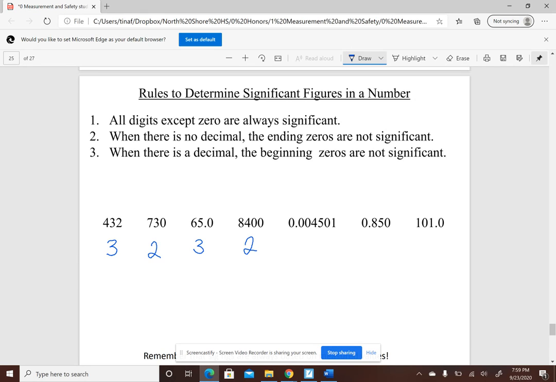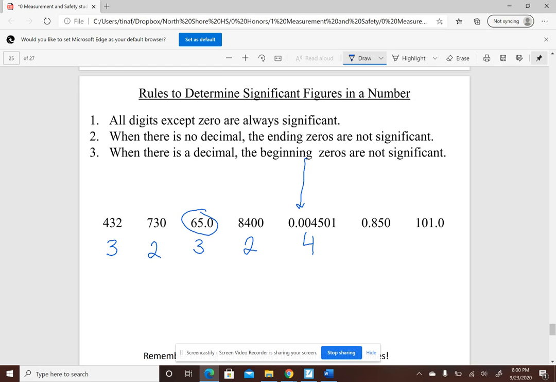Okay, so the third rule, now this number is a little bit different because it has a decimal in it and the number is smaller than 1. So the third rule says that when there is a decimal, the beginning zeros are not significant. So even though in a number like this, I counted the end zeros, in a number like this, the beginning zeros are not significant. So I wouldn't count those first 3 zeros. Those are just placeholders. How many numbers do I have after those first 3 zeros? I have a 4, a 5, a 0, and a 1. So I have 4 sig figs.